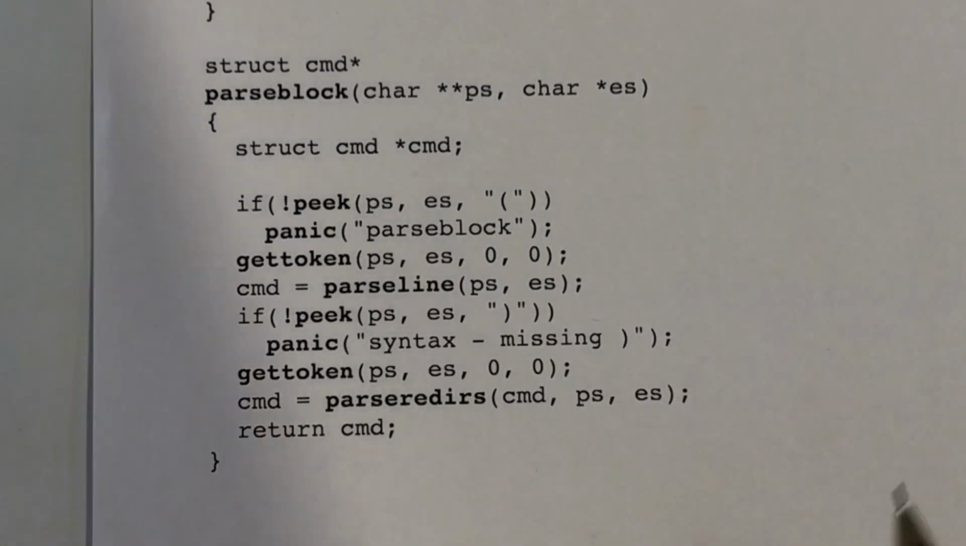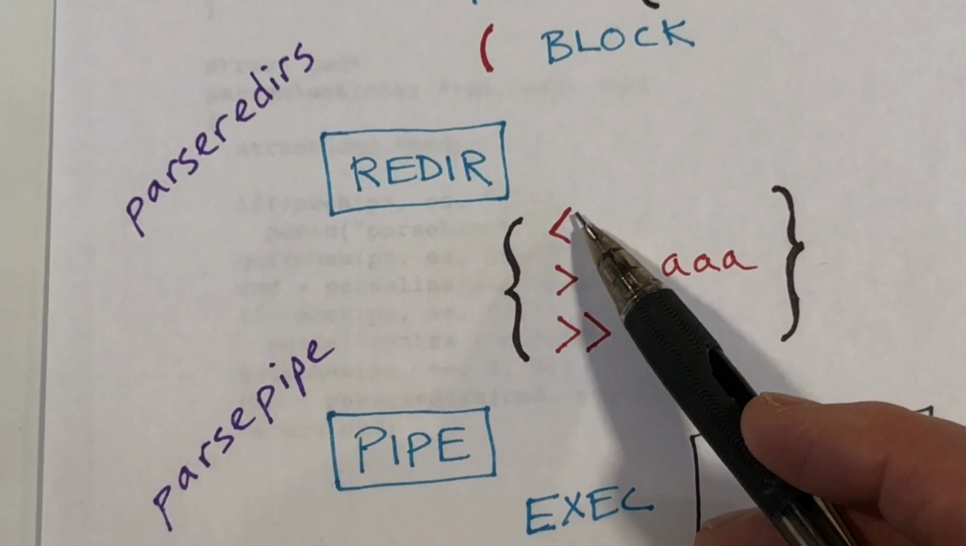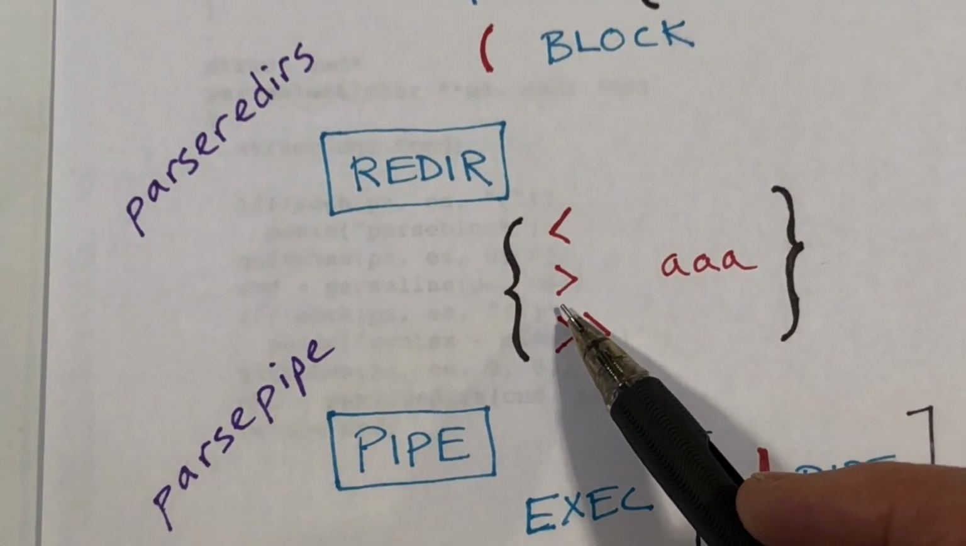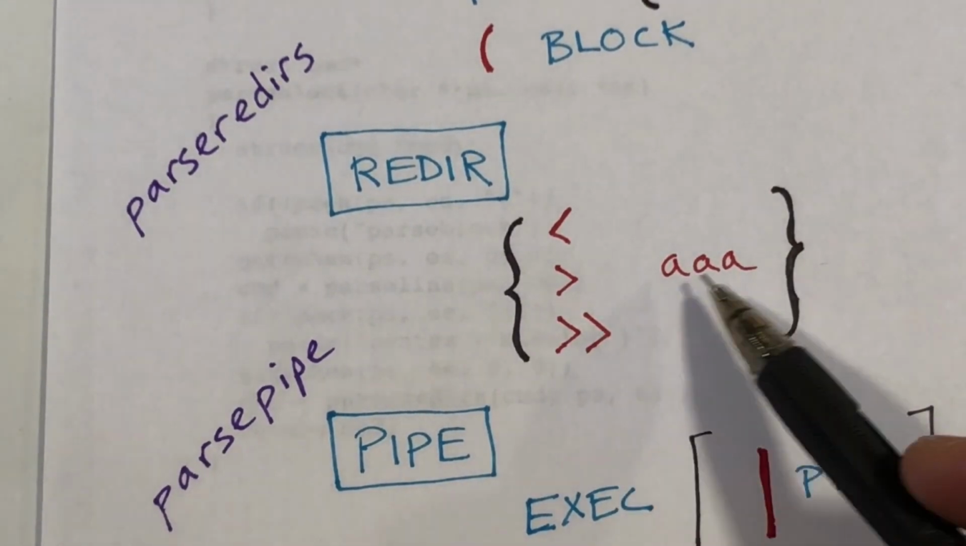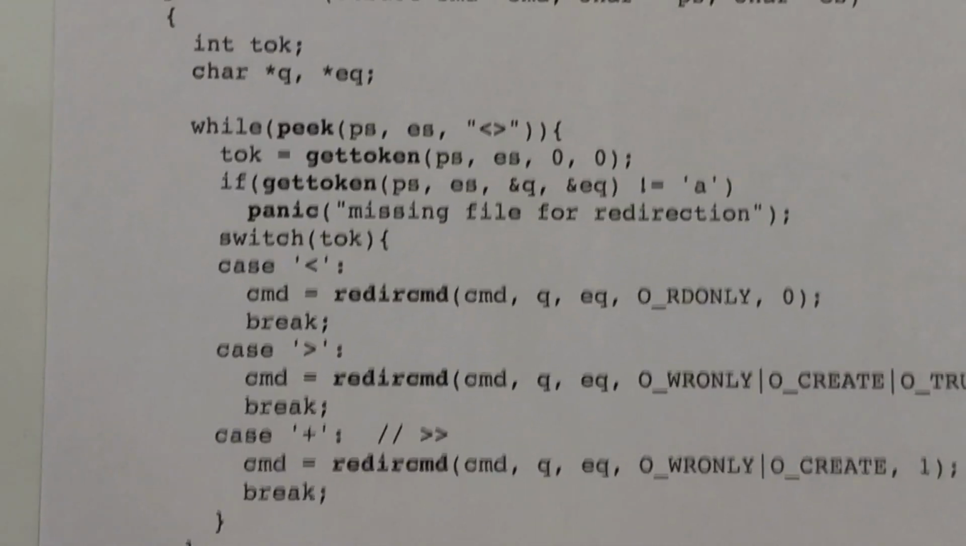So remember that the redirect construct is a less than followed by a file name, or greater than followed by a file name, or two greater thans followed by a file name. And we can have 0 or more occurrences of this. So let's take a look at how that works.